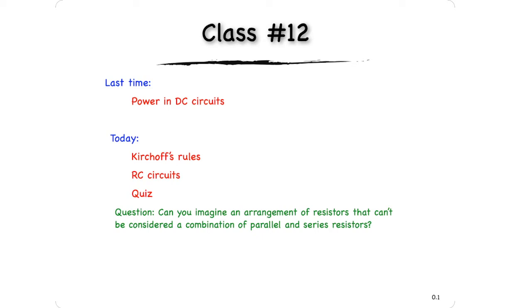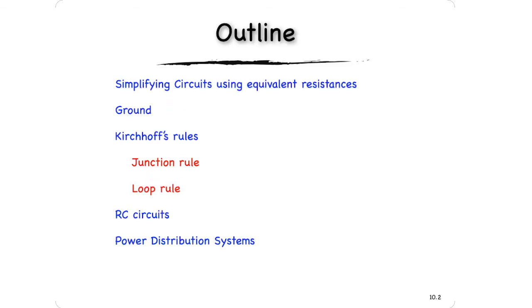Okay, so I put up a question here. Can you think of a way to combine resistors or a circuit with resistors in it where you can't describe those resistors as being in parallel or being in series? Something to think about. We're going to address that situation today because it turns out there are such networks, and we need to be able to analyze circuits that have those more complicated systems in them.